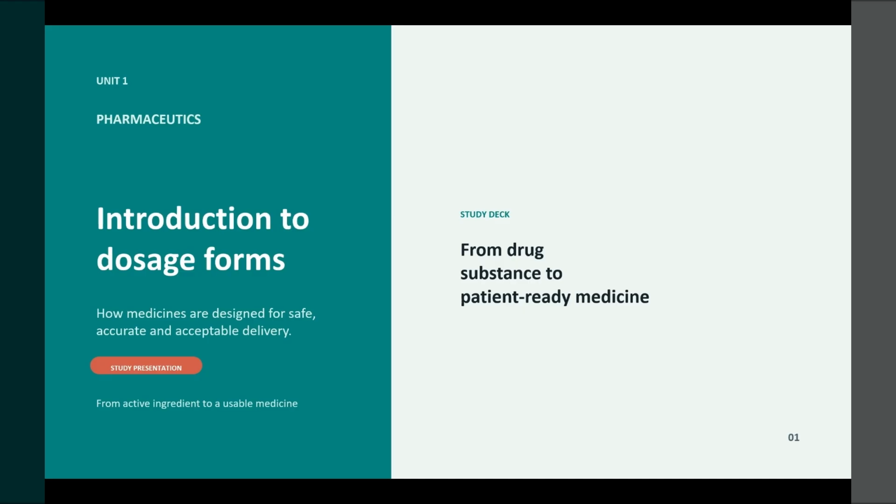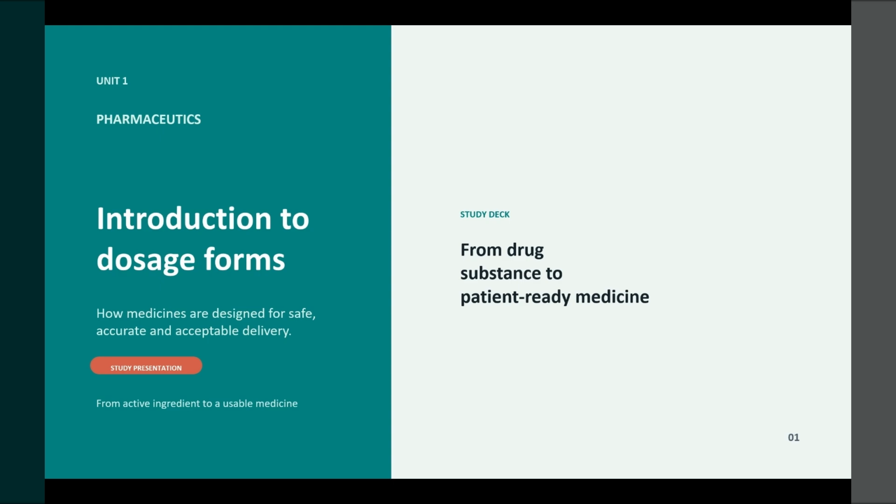So let us see the introduction of dosage form. Generally, drugs in the pure form are not administered, so they are converted into a suitable dosage form. The appropriate dosage form is a crucial part of pharmaceutical sciences, which ensures the drug reaches its site of action at the right time, in the right concentration, and produces the therapeutic effect with minimal side effects.